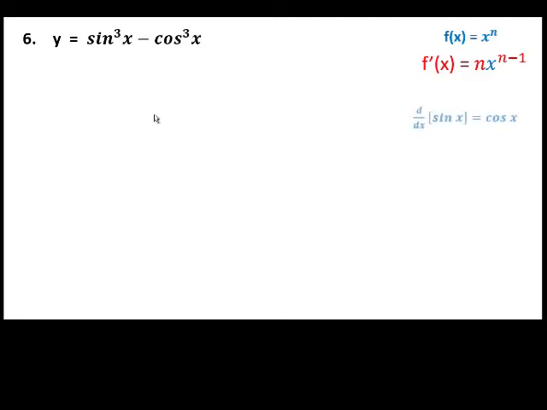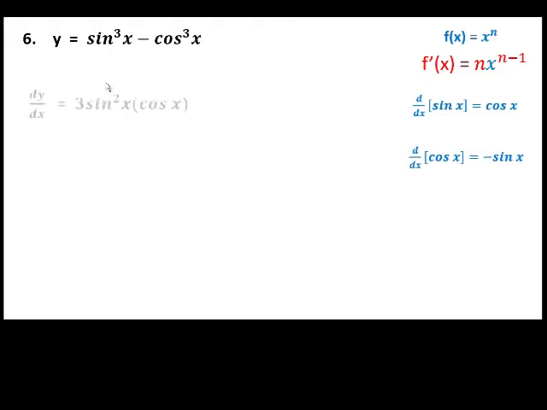Next, find the derivative of y equals sine cubed x minus cosine cubed x. This is a power, so we will use the power rule. The derivative of x to the n is equal to n times x to the power of n minus 1. Our power here is 3. So again, the derivative of sine and cosine. So first we apply the power rule. This is 3 times sine to the power of 3 minus 1, which is 2, sine x.